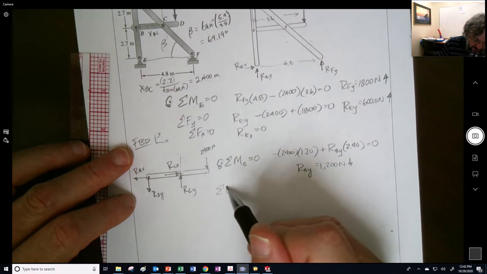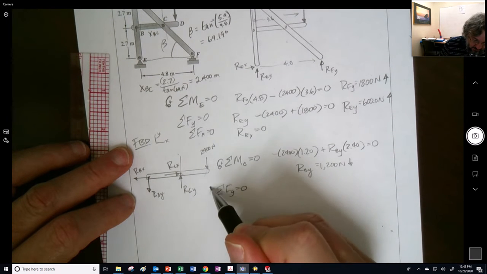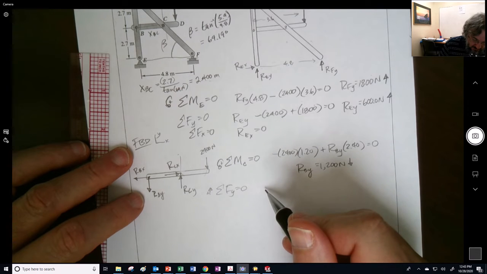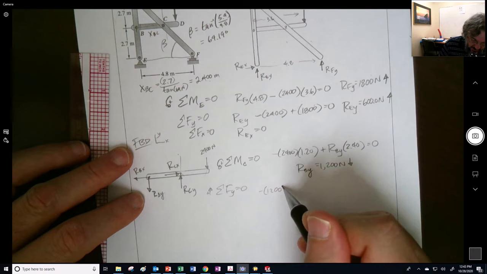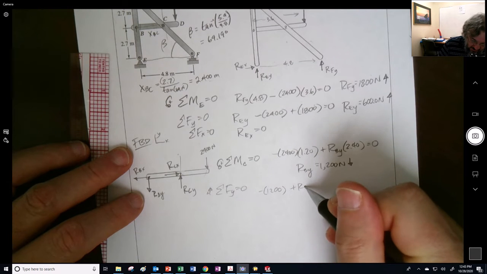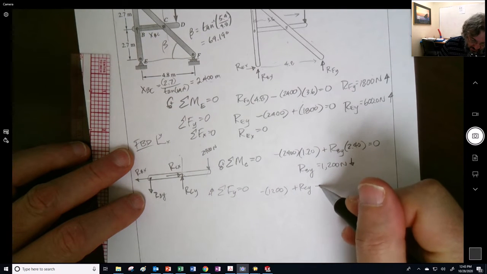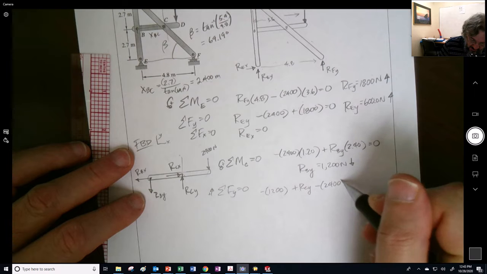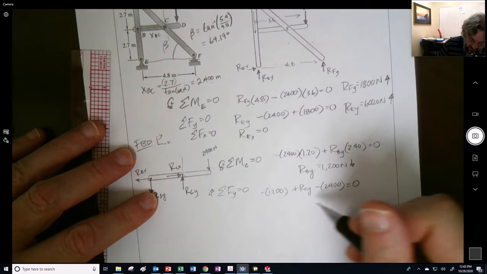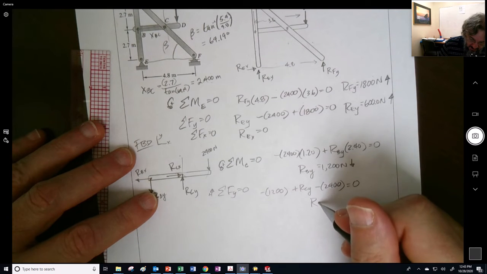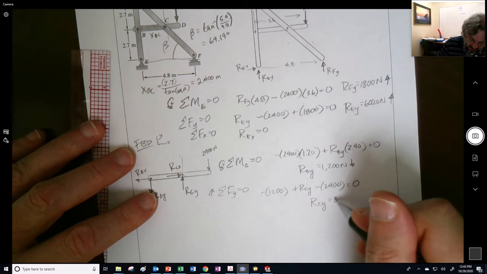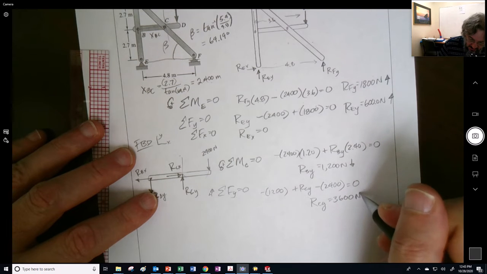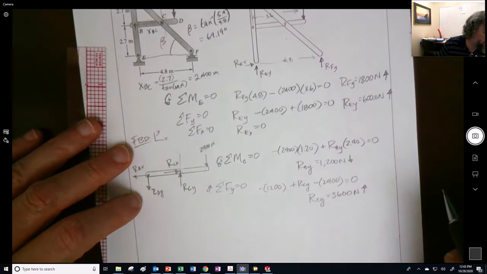Sum of the forces in the y direction. Upward is positive. We say that we have negative 1200 plus RCY minus 2400, and I think you could do the math yourself, that we end up with RCY is 3600 newtons upwards. Did I get that right? Yes.